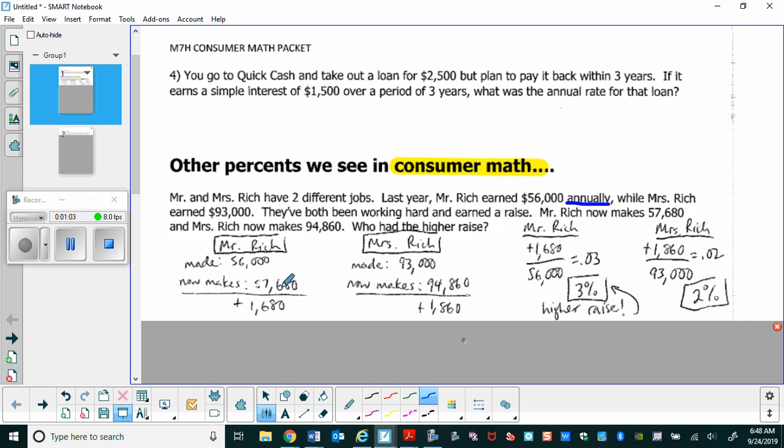However, if we look at the difference divided by the original, we can see that Mr. Rich, his increase out of his original amount, got a 3% raise. Mrs. Rich's raise, the $1,860 out of her original salary, was only 2%. So if you take the difference and divide it by the original, much like we did with discounts when you wanted to see what percent you saved, we can determine that Mr. Rich actually got a higher raise.